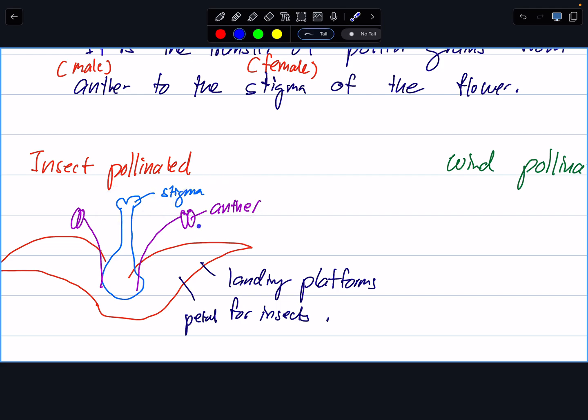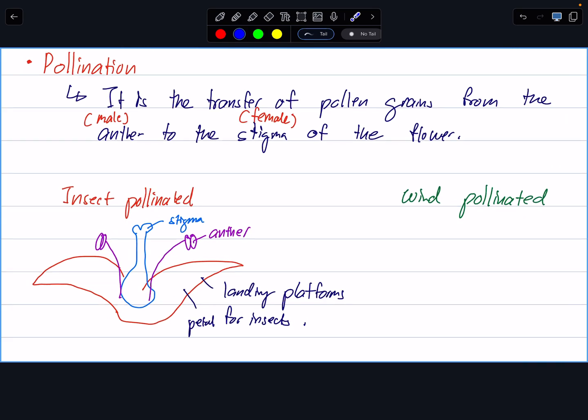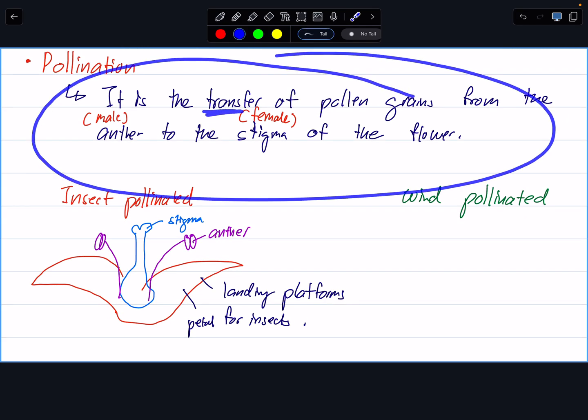Now the reason is so that the pollen grains don't fall directly on the stigma. This is to encourage cross-pollination so that the pollen grains from another flower will end up landing on the stigma. So basically, pollination is the transfer of pollen grains from your anther to your stigma. That is what pollination is about. After pollination, the next step comes fertilization, which I will talk about in a little while. But once again, the whole idea of pollination is the transfer from where to where.